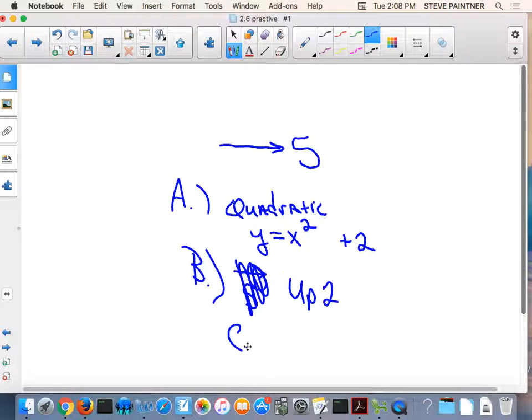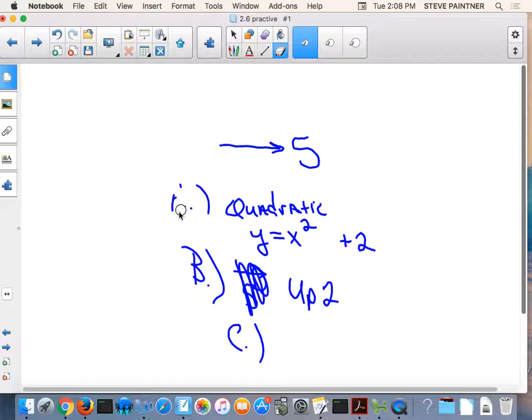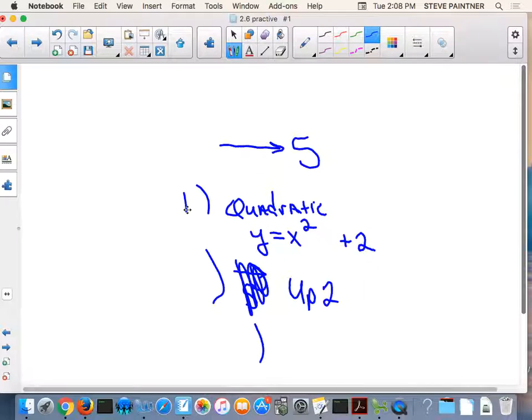Okay, C, what's the new vertex? Wait, I'm not doing B. No, we're still on A, and now these are numbered. This is kind of weird. These are numbered, not lettered. So we would say 1, 2, 3. Okay. So number 3 says state the vertex of this new one.